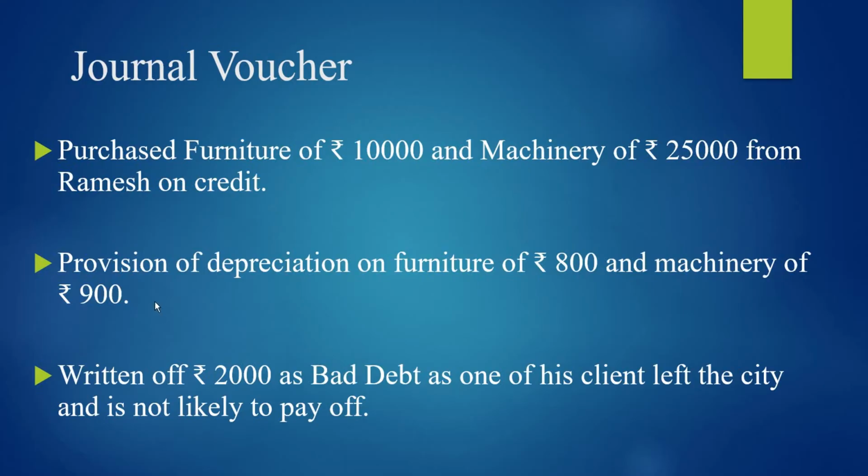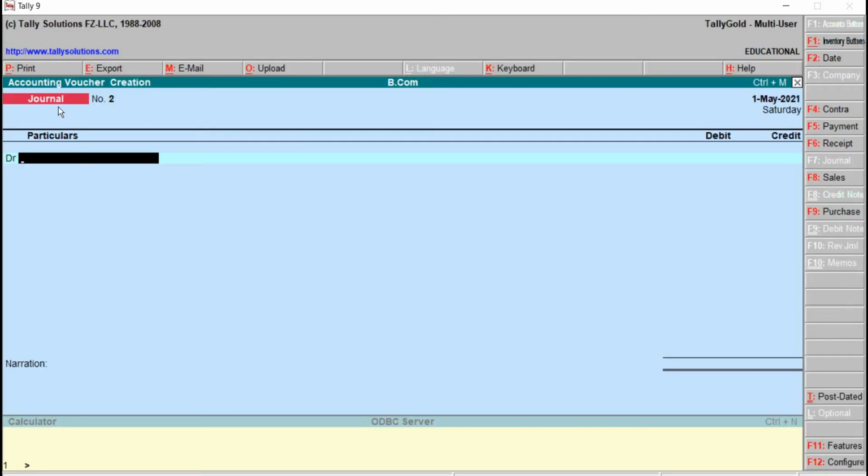Now let's see the second transaction. Provision of depreciation on furniture of rupees 800 and machinery of rupees 900. In this case, debit will be depreciation and credit will be furniture and machinery. Now let's go back to Tally. Journal voucher, voucher number 2, debit, depreciation account has to be created. To create this one, just press Alt and C.